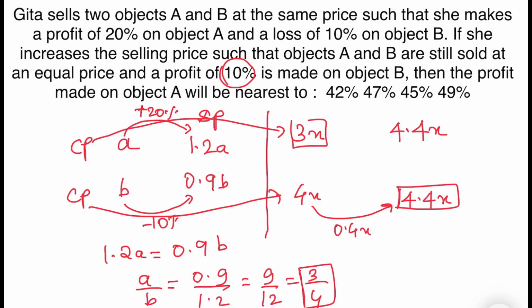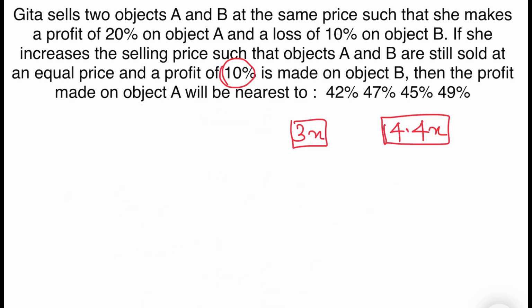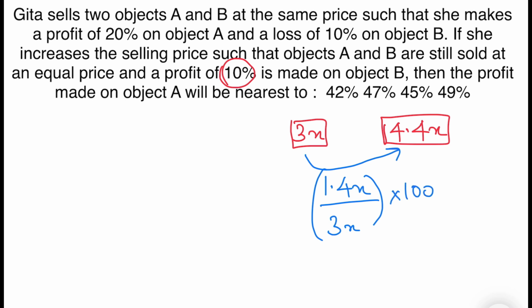Now we need to focus only on these two quantities, the cost price and the selling price for product A in this transaction. So the selling price for product A is 4.4x and the cost price is 3x. There is clearly a profit of 1.4x out of the cost 3x, and in percentage we'll multiply this by 100. This would become 140 by 3. So x cancels. 140 by 3 is 46.66 recurring, and that is nearest to obviously 47%, and that is the answer to your question.